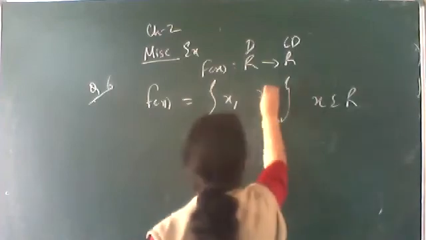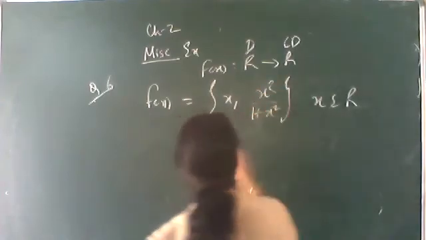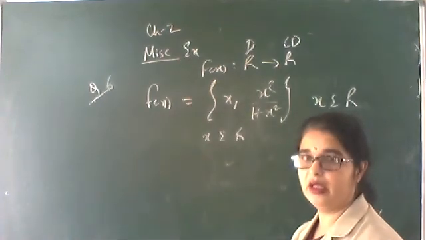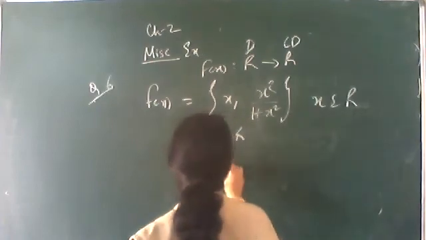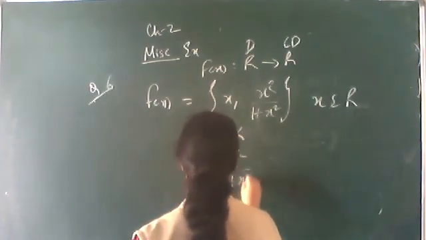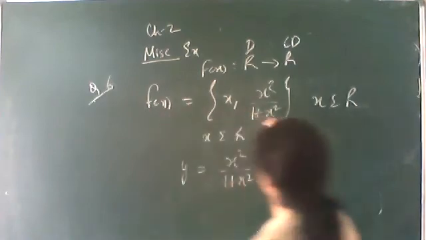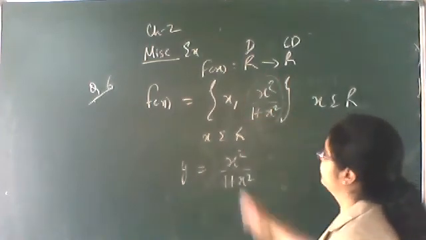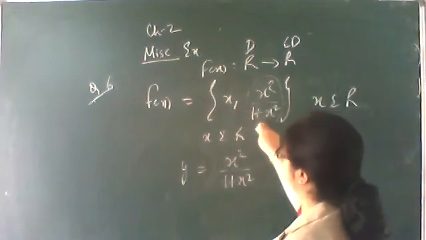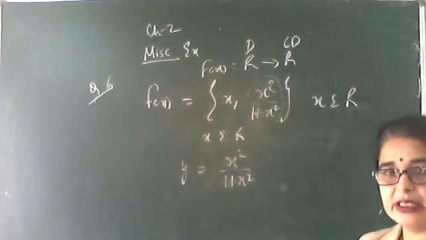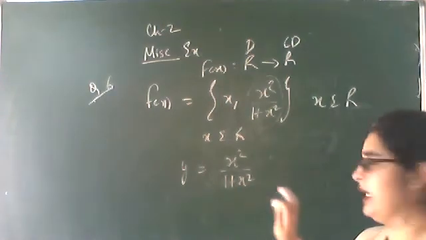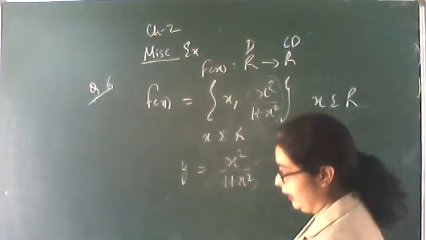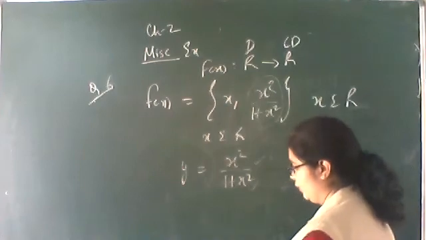We have x square upon 1 plus x square. Given that x belongs to R, x is any real number, so the domain is the real numbers. Here y is equal to f(x), so y is equal to x square upon 1 plus x square. Directly you can see that the numerator is positive and the denominator is also positive, plus 1. But how will you solve it? You should know how to solve it.